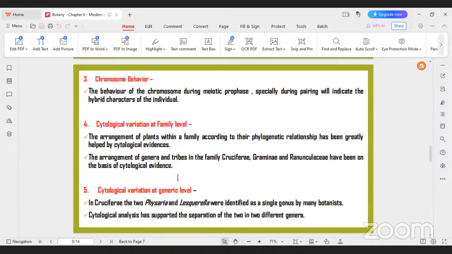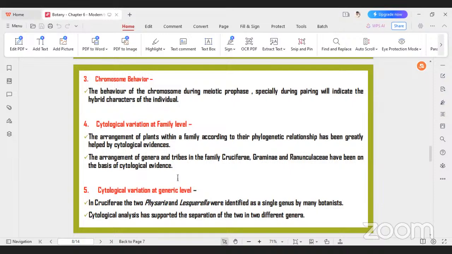And chromosome behavior. The behavior of the chromosome during the meiotic phase, especially during pairing, will indicate the hybrid character of the individual. The chromosome behavior means the pairing that occurs in the zygote stage, which is called the synapsis process. The formation of pairing of chromosomes also shows variation from one family to another family, one species to another species. So that is also taken into consideration.